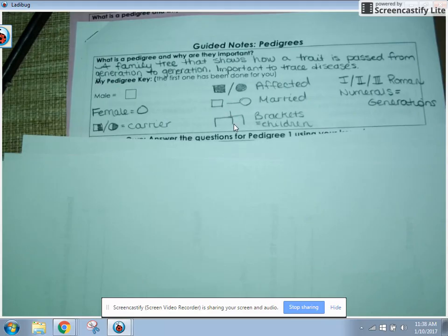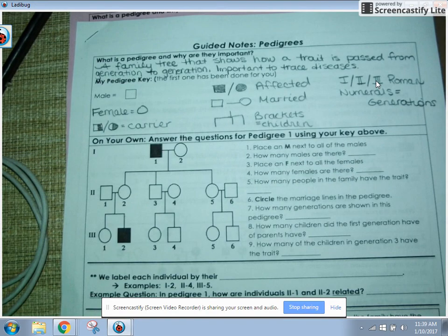Brackets, so when you see the vertical lines going down in a bracket, that indicates the children that that married couple had. And then you also have your Roman numerals, and your Roman numerals indicate the number of the generation, like the first generation, then the second generation. You may have a third generation on there. And you'll want to make sure that you have that copied down in your key for your notes.